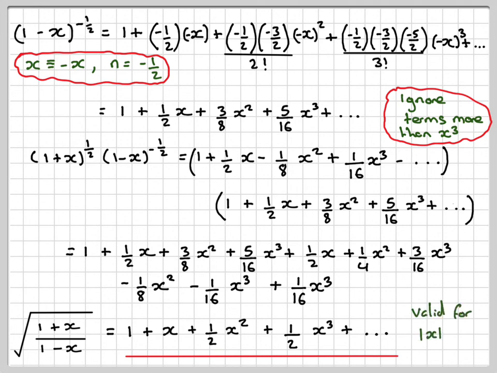Because both the expansions were valid from minus 1 to 1, then the whole expansion will just be valid for the absolute value of x is less than 1, or x being between minus 1 and 1.